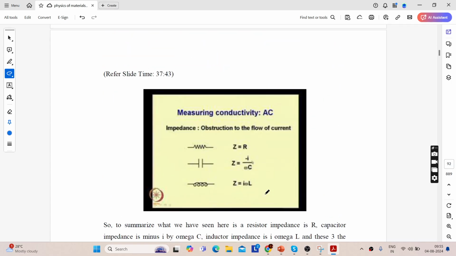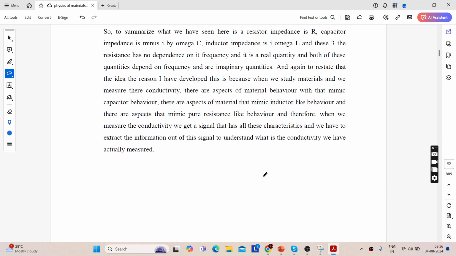So normally when measuring conductivity in AC, the obstructions to the flow of current will be one normal resistance which will be present, and when we connect a capacitor there will be impedance due to the capacitor also, that will be minus i by omega C, and when you connect an inductor, then it will be Z is equal to i omega L. So normally in a circuit there will be the presence of resistors, inductors, and capacitors, and these many obstructions will be there against the flow of the current.